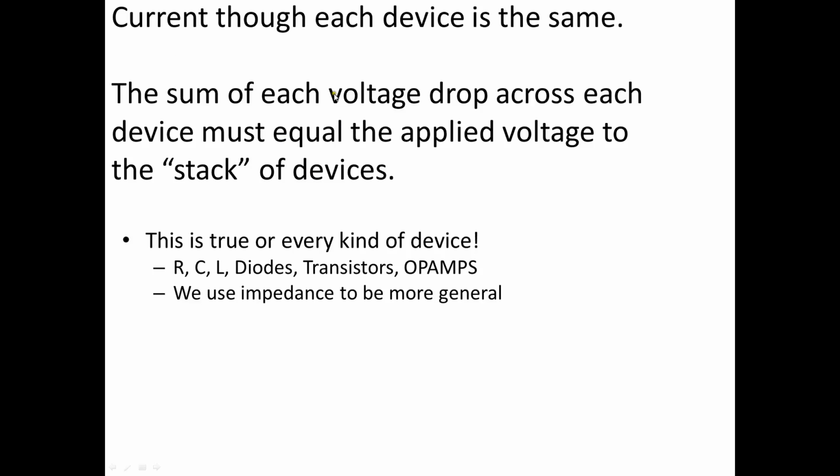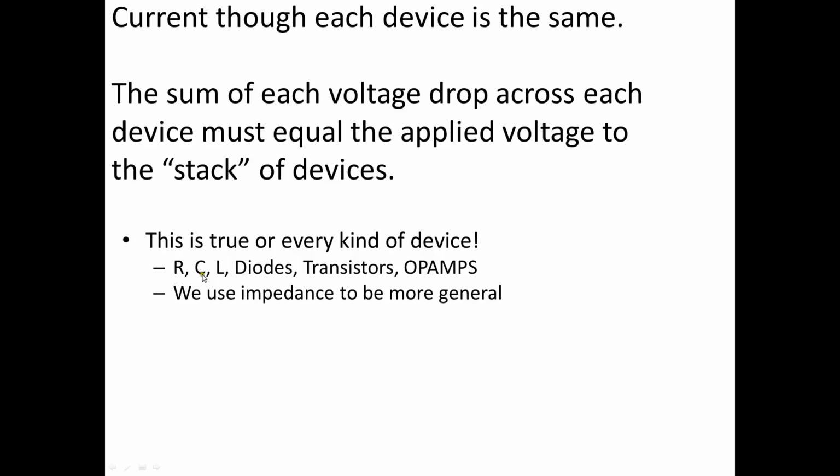Now I just want to call your attention to something for later. The current through each device is the same in series connected circuits, and the sum of each voltage drop across each device must equal the applied voltage to the stack of devices. The reason why I'm using the word devices and not just resistors is that this is true for everything. Resistances, capacitances, inductances, diodes, transistors, and op amps, if they are connected in series, the current is the same, and the voltage drop across each one has to sum to the original applied voltage.